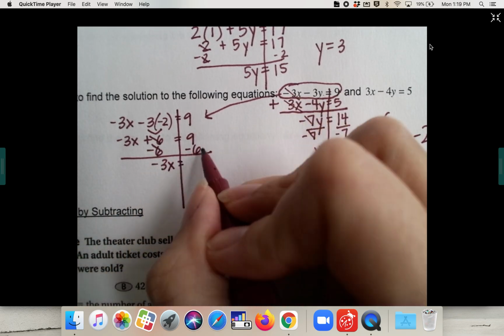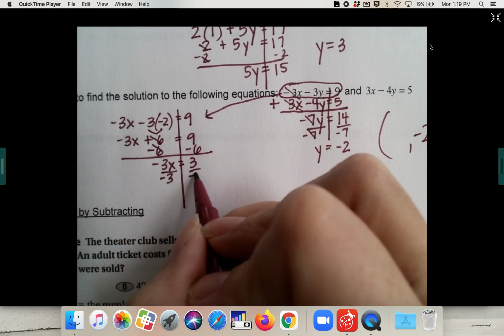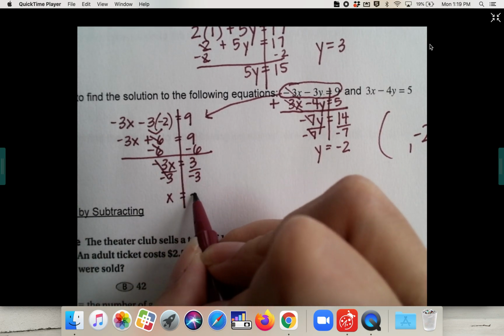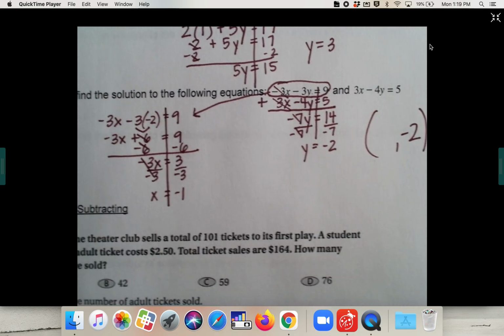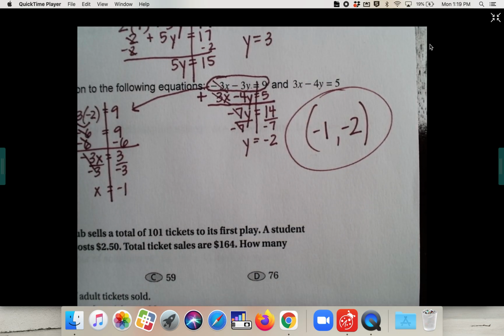Negative 3x on both sides equals positive 3. Divide both sides by negative 3. And you have that x equals negative 1. And now you're done. So negative 1, negative 2 is your answer.